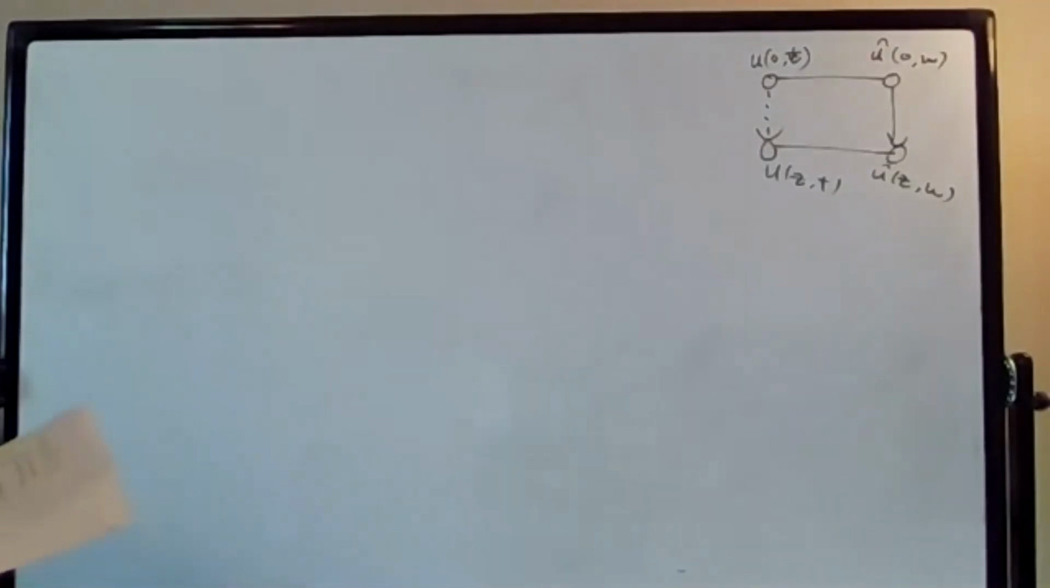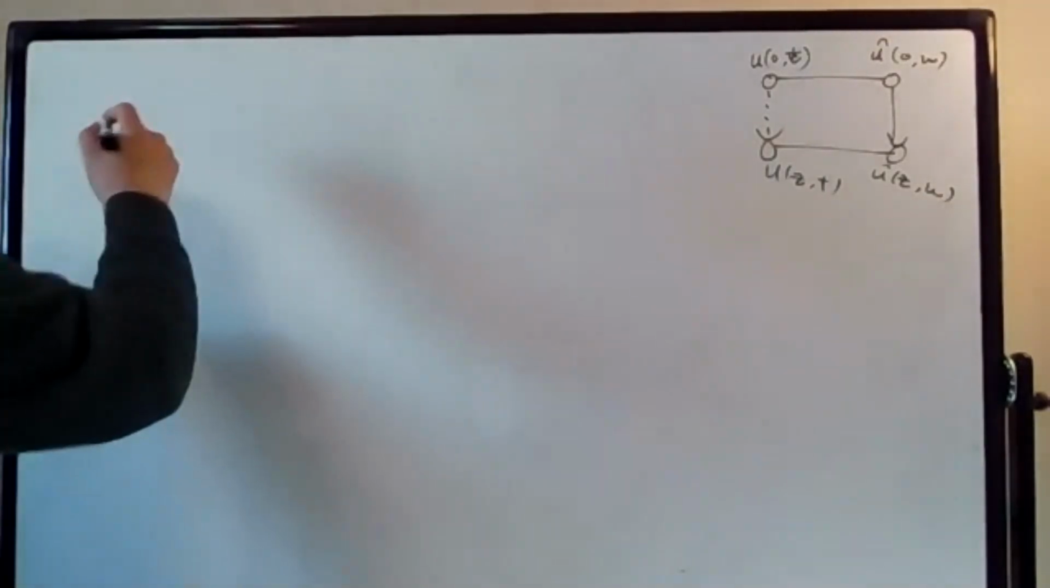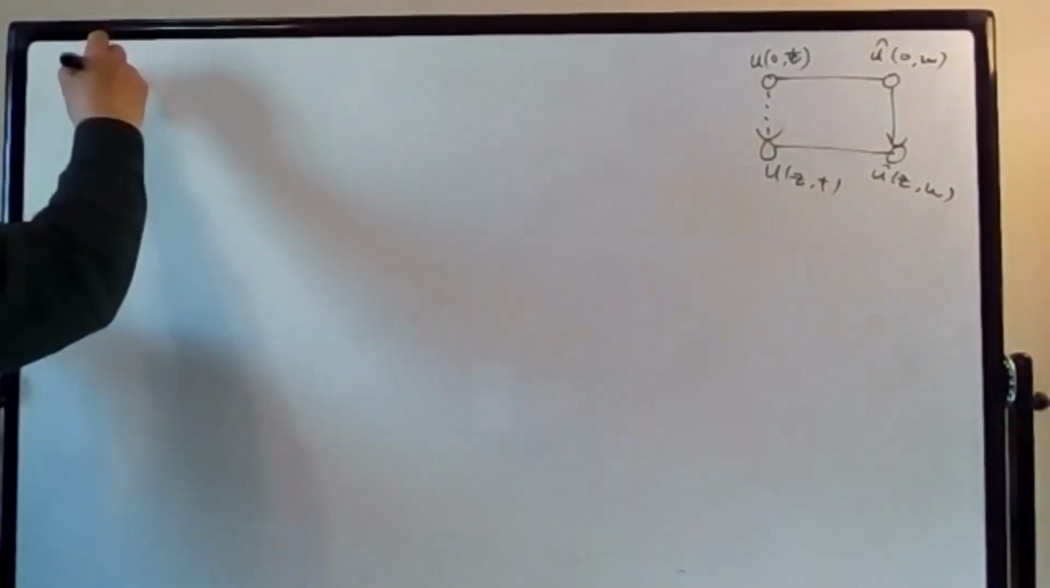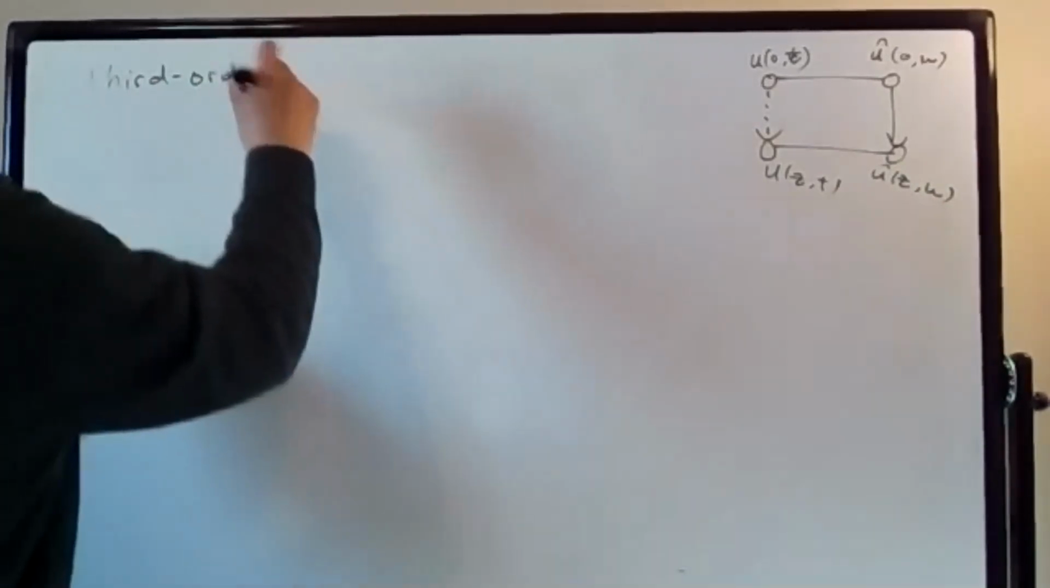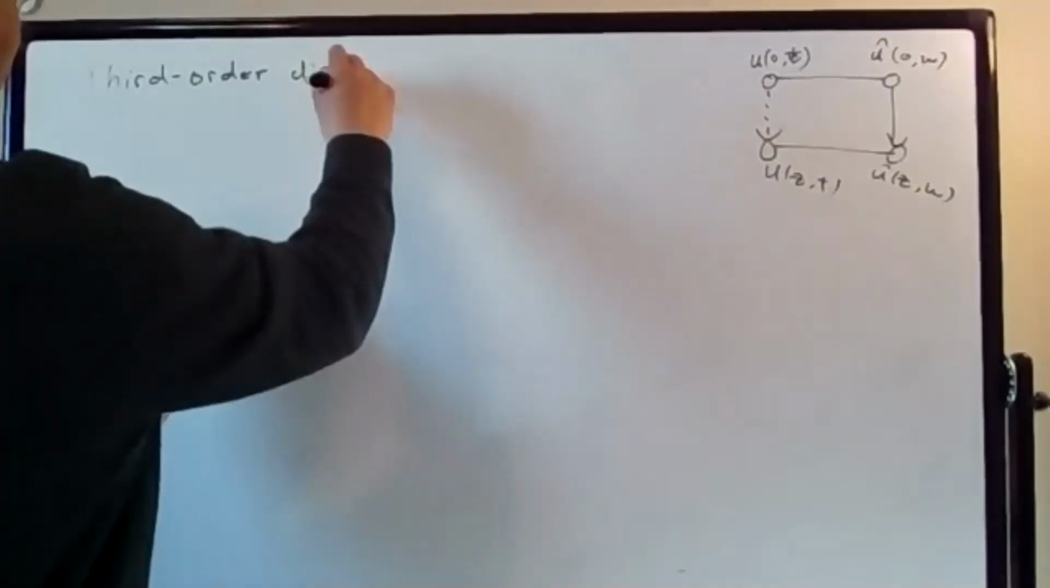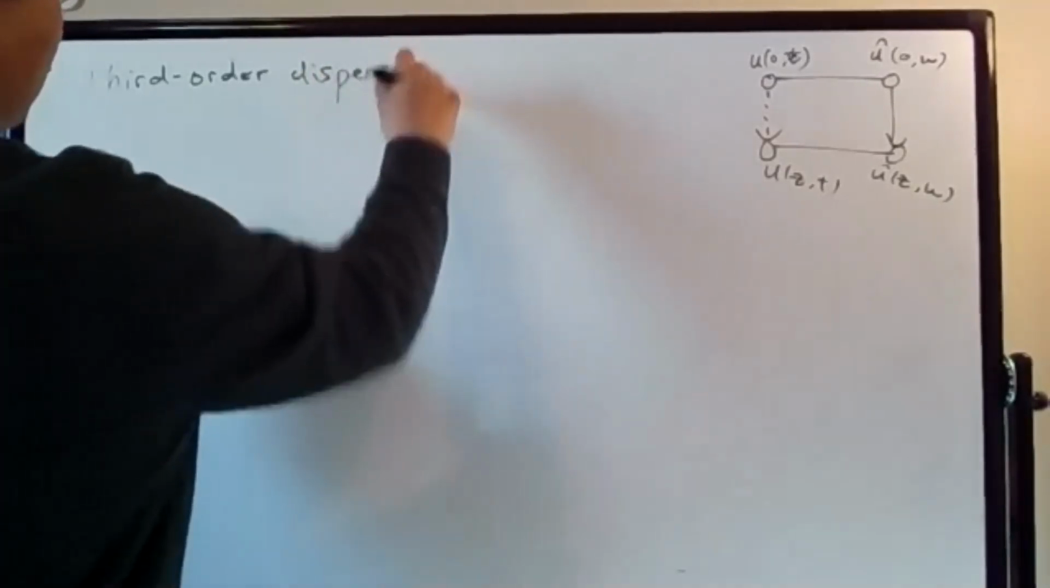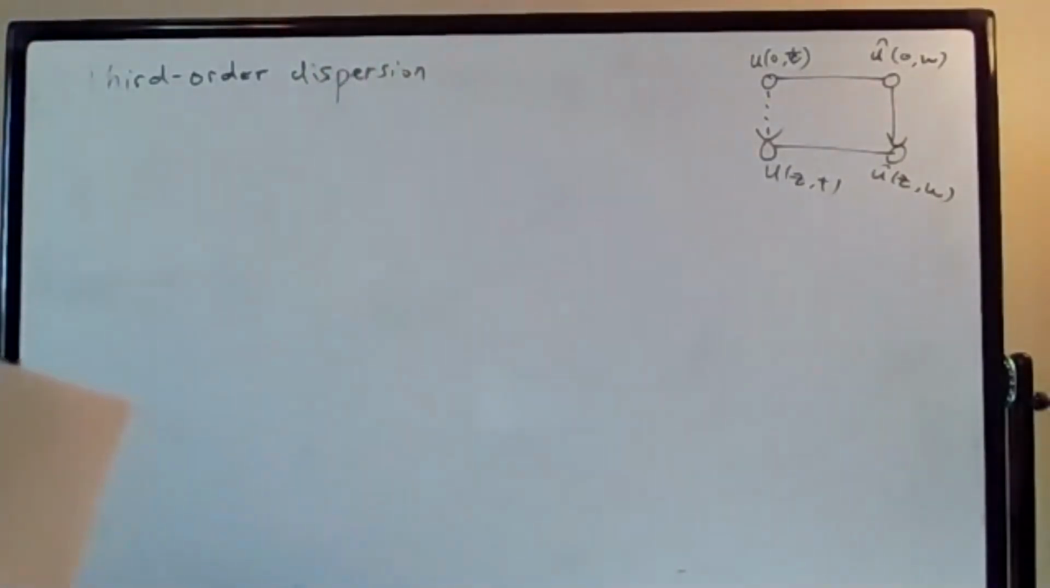Okay, today we'll start new material. It's called third order dispersion. Previously we looked at the low order dispersion. Today we'll look at the higher order dispersion, so it's a higher order effect. It's the third order dispersion effect.